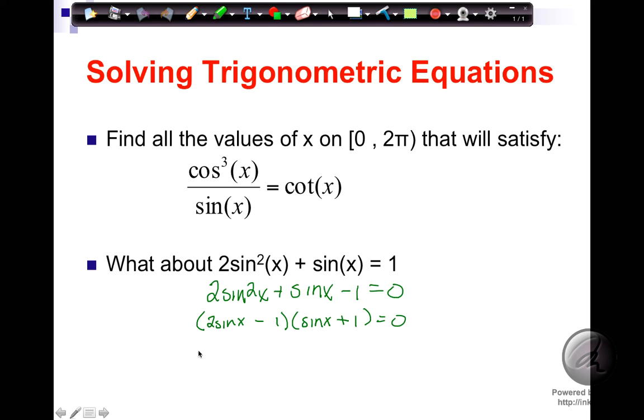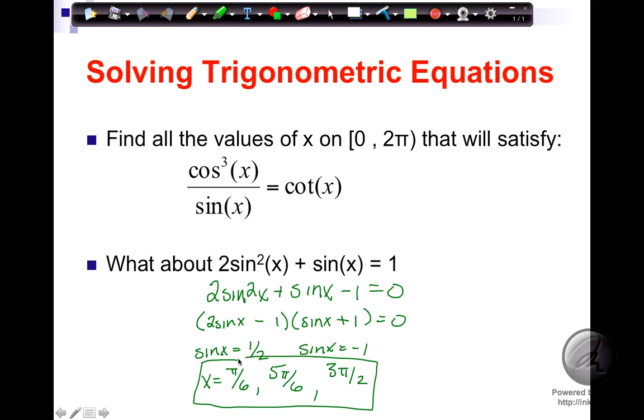All right, so this first one tells me that sine of x is equal to plus 1 over 2. And here this one tells me that sine of x is equal to negative 1. And if we look on our circle, remember that's what we're actually doing here. We're looking at our circle. What value gives sine of x equal to positive half? And we know that is at pi sixths and 5 pi sixths. And sine is negative 1 at 3 pi halves, and that is all she wrote.